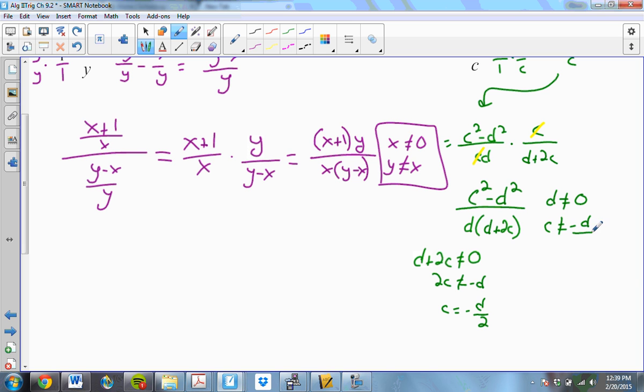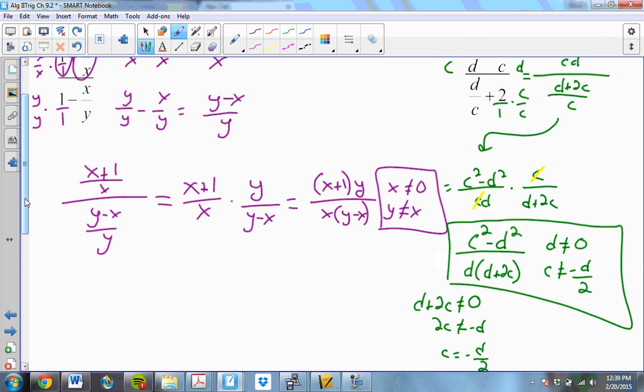If you don't get this stuff, that's not the end of the world. What d and c can't be isn't what matters the most, but it's at least good to see it. And that takes care of this section.